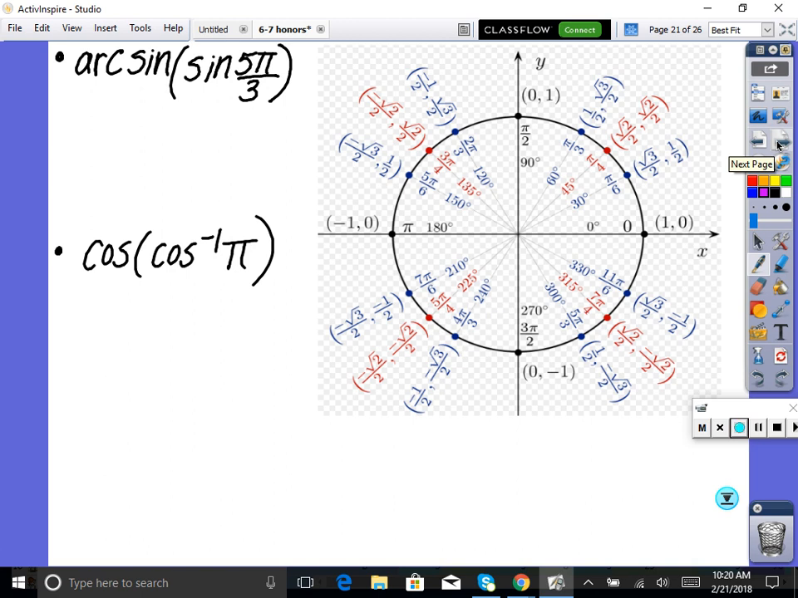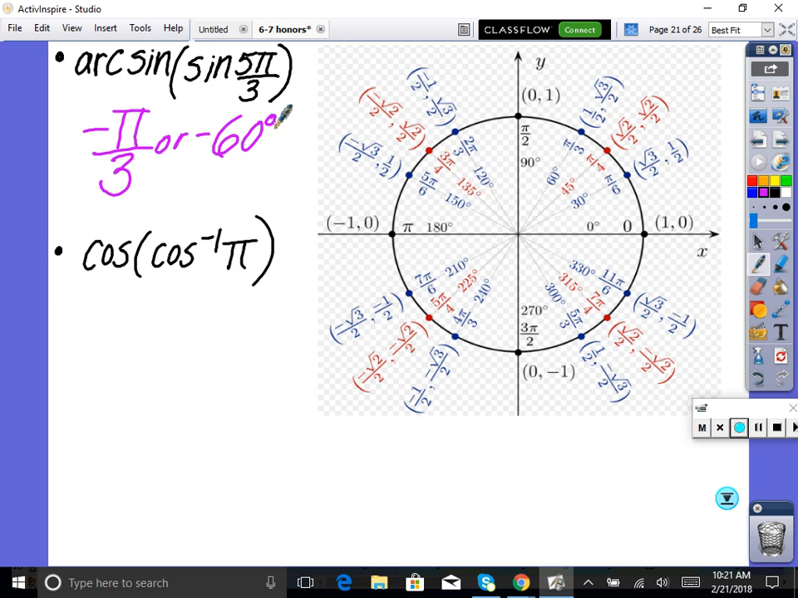So up here, try this one. Arc sine of the sine of 5 pi thirds. Try it again. What was the answer here? Negative pi thirds. Was everybody able to get negative pi thirds? Because we can go over it. Or negative 60 degrees. Good. Any questions on that? We can go through it if need be.